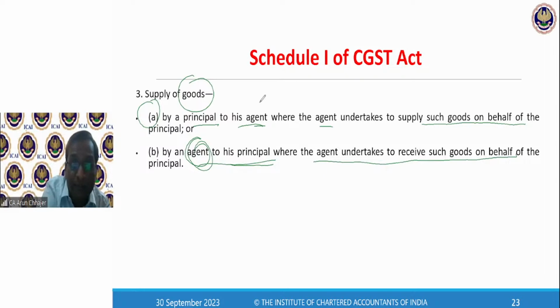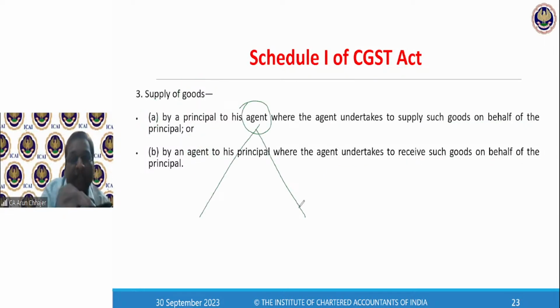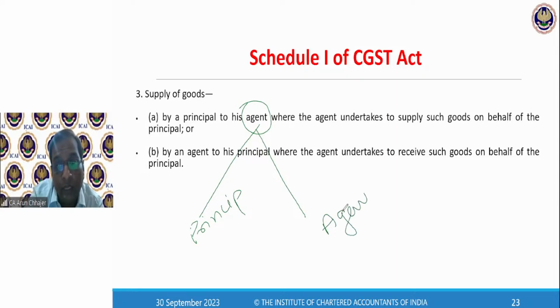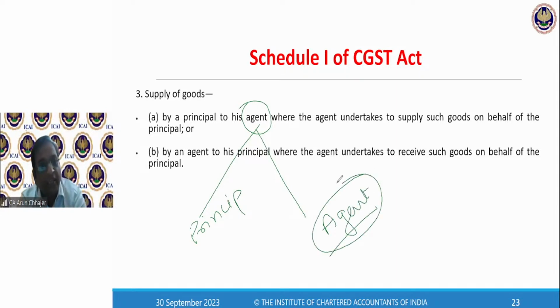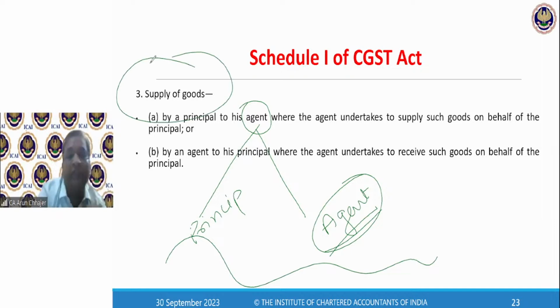Now the question was, there are two categories of agent. One agent who is issuing the invoice in the name of the principal. One agent who is issuing the invoice in his own name. So which category of the transaction will be covered in para 3? Or in other words, which agents are covered in para 3? That part we are talking about with the help of a circular.